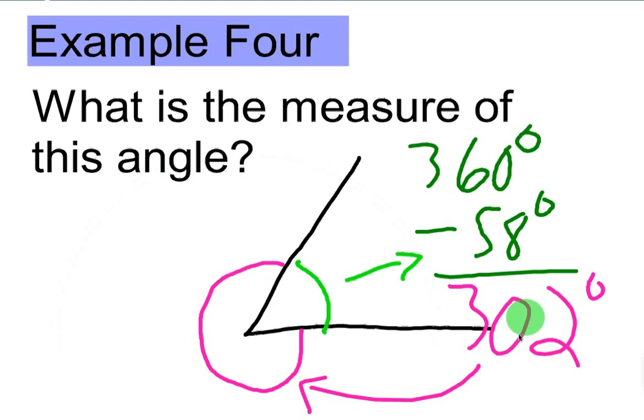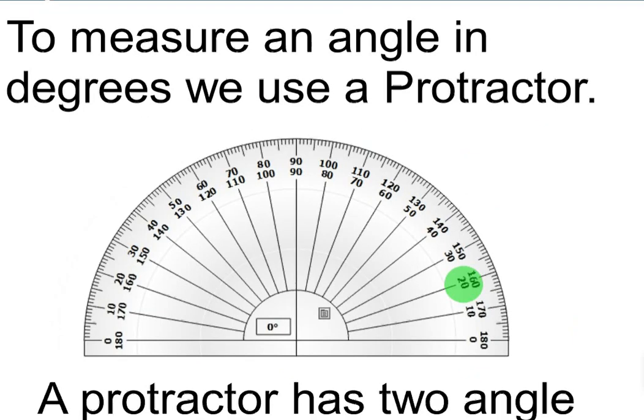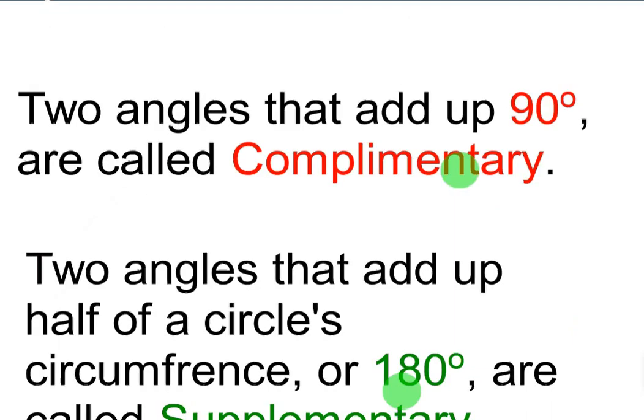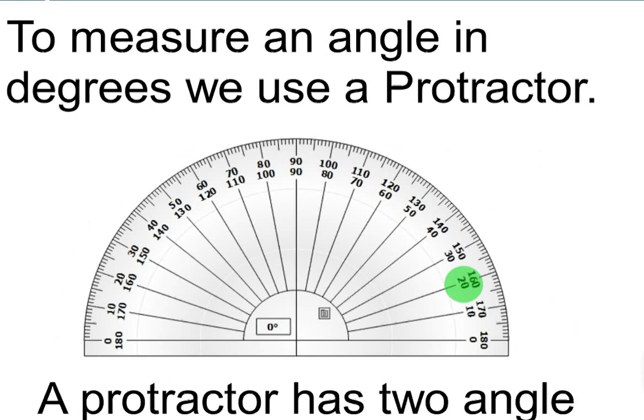Make sure you put your protractor on the vertex. Make sure that you're reading the right line on the protractor. If you have any other questions about complementary, supplementary, exterior, interior, or using a protractor, let me know.